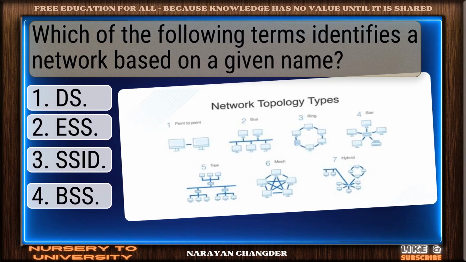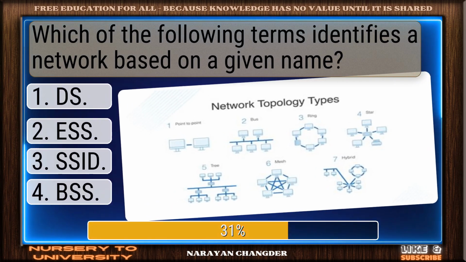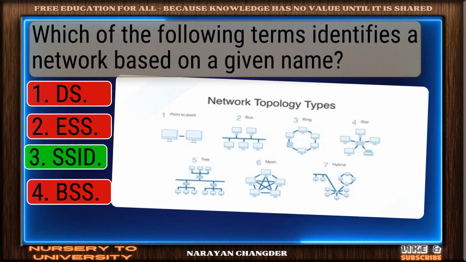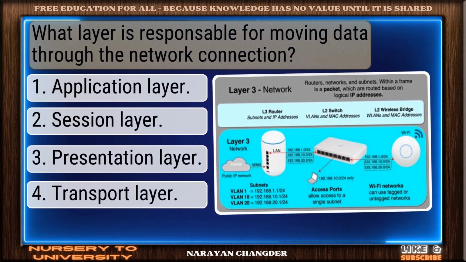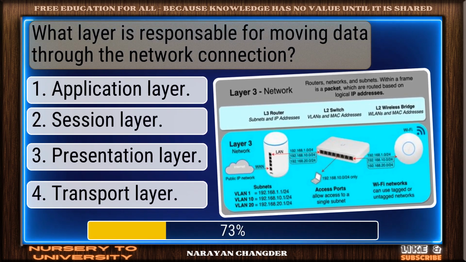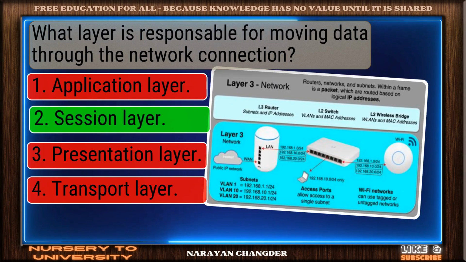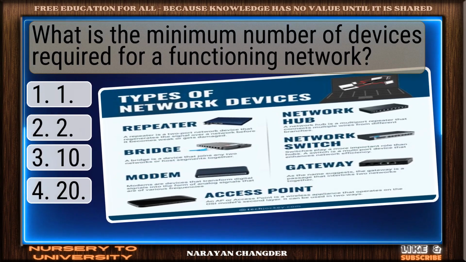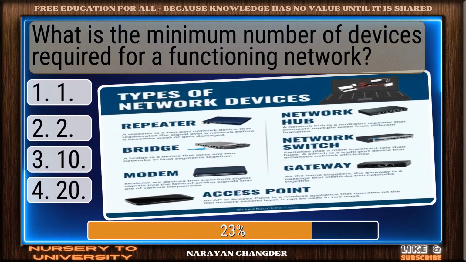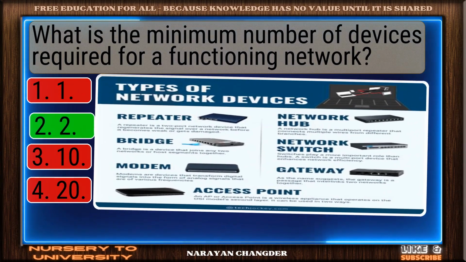Which of the following terms identifies a network based on a given name? The right choice. SID is best. What layer is responsible for moving data through the network connection? Correct response. Session layer is accurate. What is the minimum number of devices required for a functioning network? Solid response. 2 is valid.